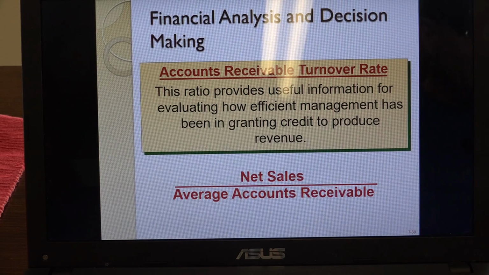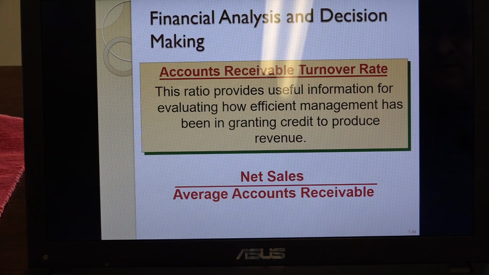Anyway, they give you at the end of the chapter some ratios. You might look over those because it provides some analysis skills that you might need in your first job. You never know.